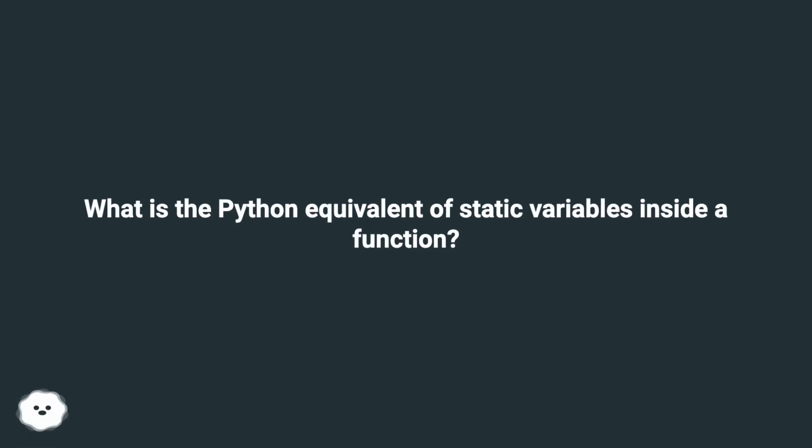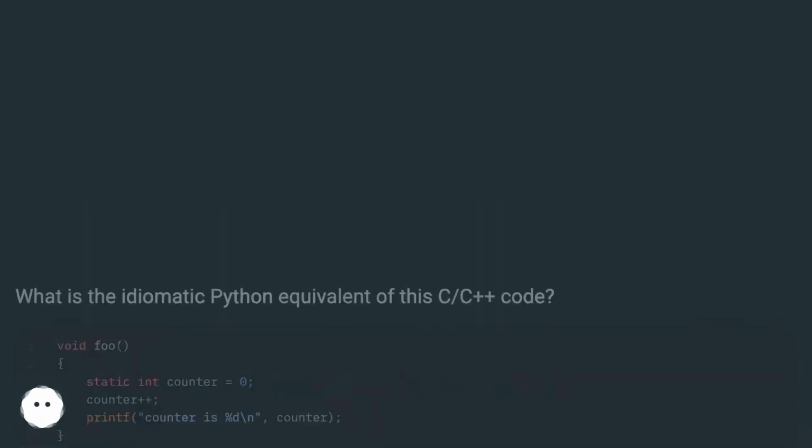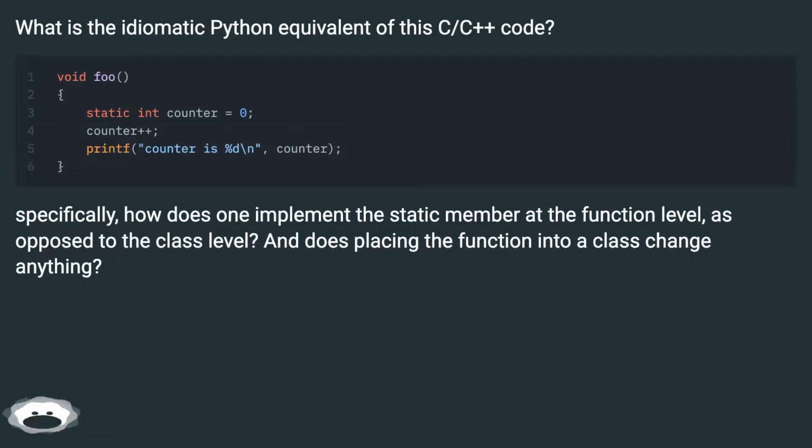What is the Python equivalent of static variables inside a function? What is the idiomatic Python equivalent of this C code? Specifically, how does one implement the static member at the function level, as opposed to the class level? And does placing the function into a class change anything?